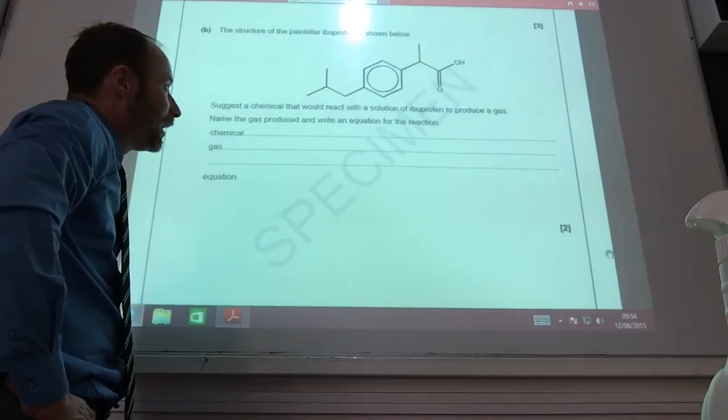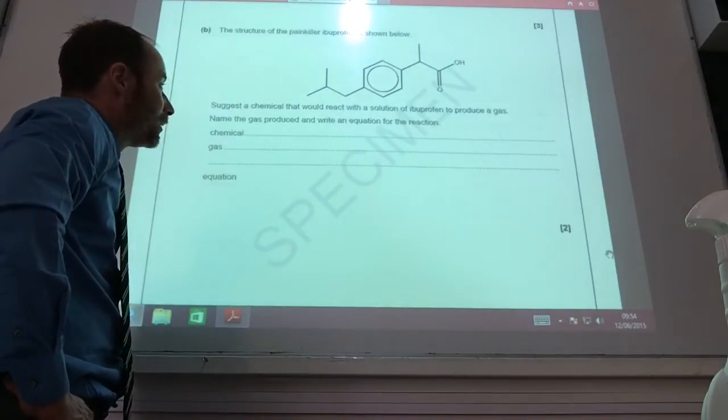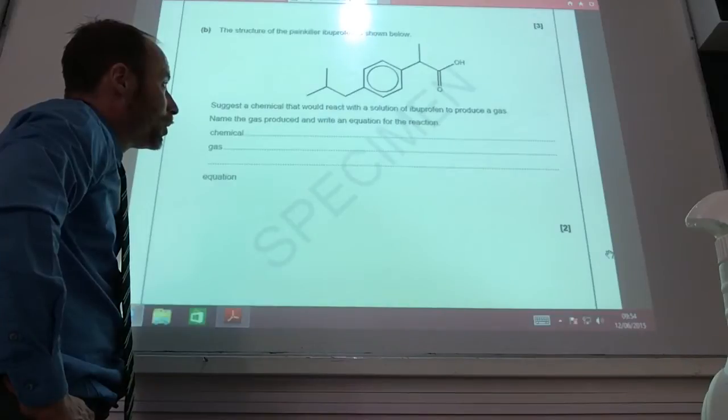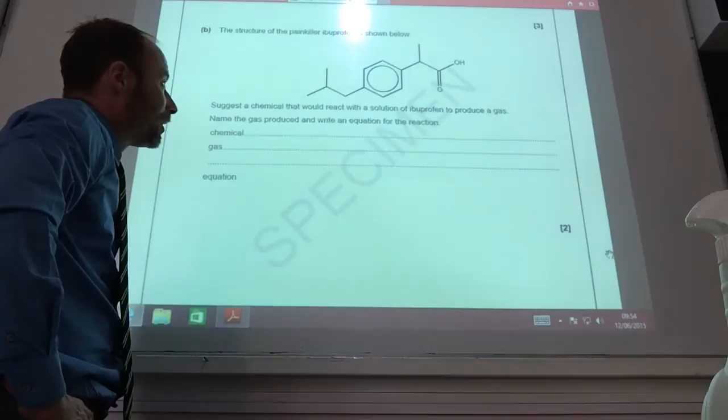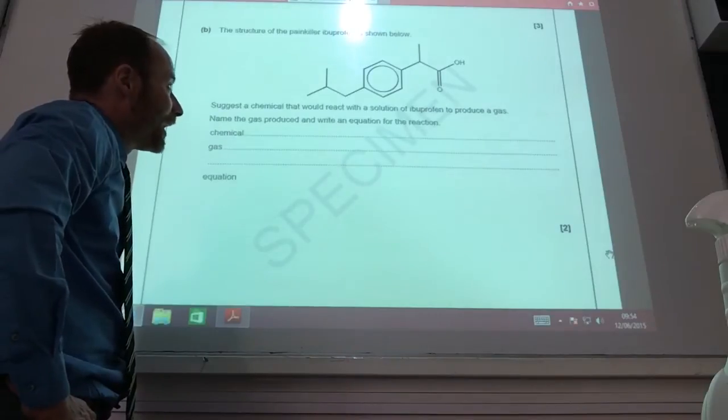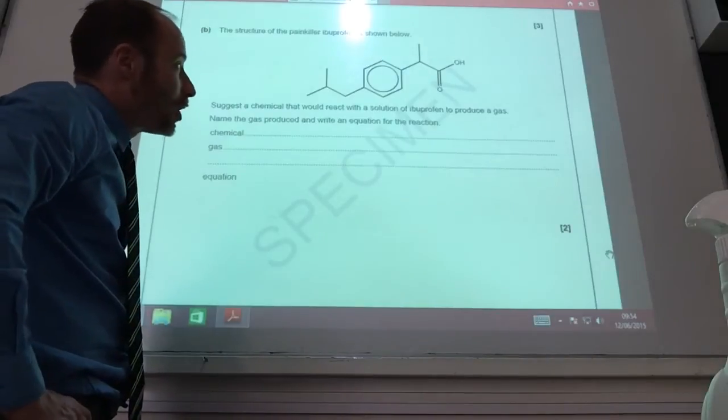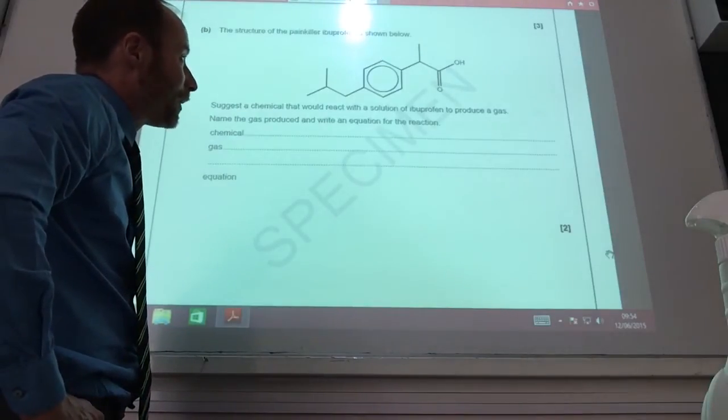Can you think of something that reacts with benzene to produce a gas? Well, not really. Although if you add bromine with a halogen carrier, you would produce HBr, I suppose, but generally that's not going to be it. So the obvious one is it's going to react with the carboxylic acid.